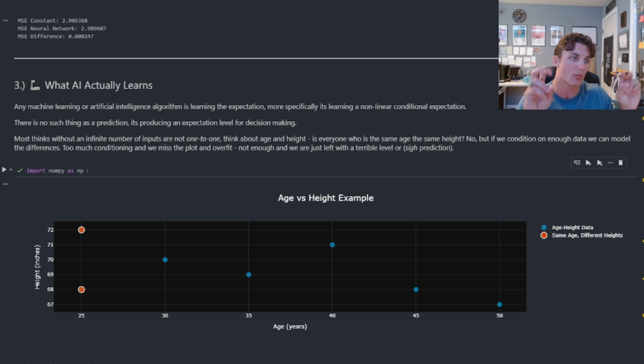Now, how correct the prediction is going to be depends on your problem space. Sometimes you will be able to produce a better prediction. I use that loosely, right? It's really an expectation or an expected level. Sometimes you'll produce a very, very good one, and that's because you have sufficient data to explain the variability in the outcome that you are looking for. And in other cases, you don't, right? So let's talk about what it means for AI to learn by looking at a very simple example to understand why it's producing this expected level.